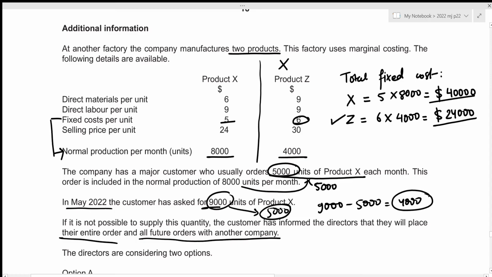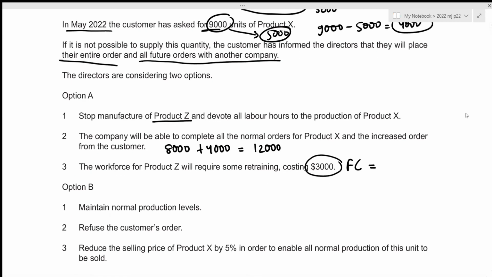because no matter the production units, the fixed cost will still be incurred. So that's 40,000 plus 24,000, and we have an additional retraining cost of 3,000, which is again a fixed cost. So our total fixed cost is going to be 40,000 plus 24,000 plus 3,000, which results in the value of 67,000. This is the total fixed cost.